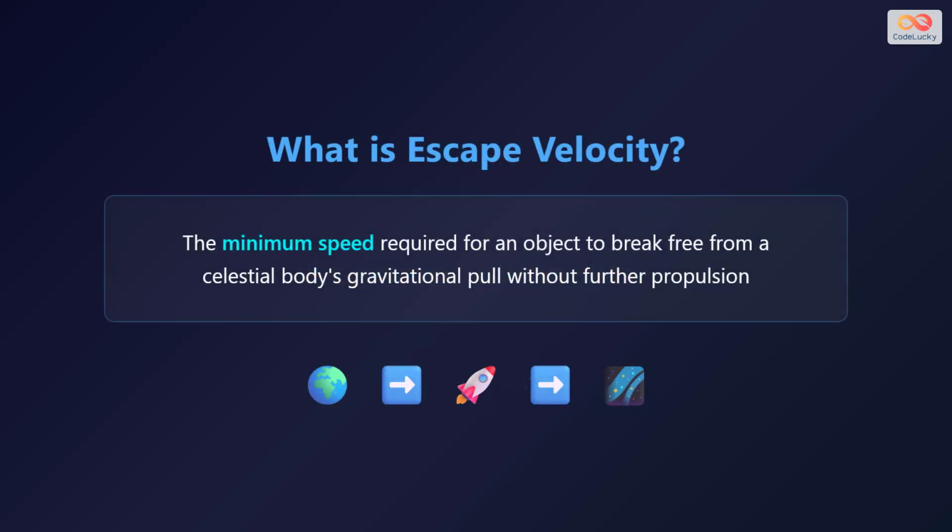Escape velocity is the minimum speed required for an object to break free from a celestial body's gravitational pull without any further propulsion. Think of it this way. If you throw a ball upward, it eventually falls back down because Earth's gravity pulls it back. But if you could throw it fast enough, it would escape Earth's gravity forever and never return. That critical minimum speed is what we call escape velocity.